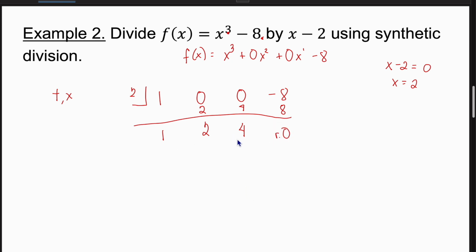So, ano ulit ang ibig sabihin nito? Since cube yung nasa ating f of x, magbawas ng isa. Or that is 1. So, we have 1 times x squared is just x squared. Plus 2 times x raised to 1 is 2x. Plus 4 times 1 is 4. So, this is now our quotient.